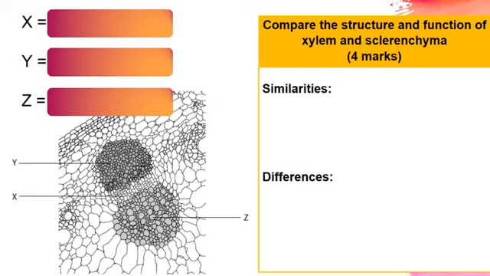After you've done that, I want you to have a look at the right hand side, and we're going to try and draw more knowledge out by comparing the structure and function of these 2 things, xylem and sclerenchyma. So there should be 2 similarities and 2 differences. Give it a go.